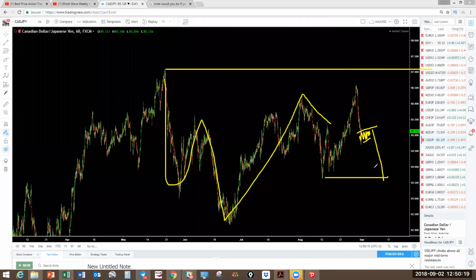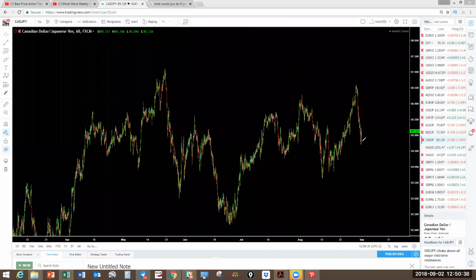Not going to be a flat correction because these sizes are not really equal. So it cannot be an A, B, and then a C. It cannot be because this is not really, in terms of the degrees, the same size as this. Okay, but in any case, let's wait for this to correct.